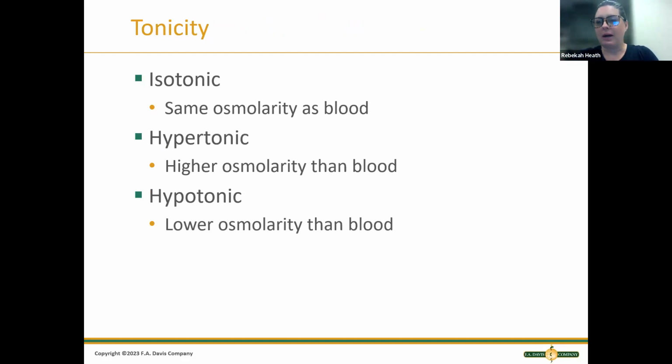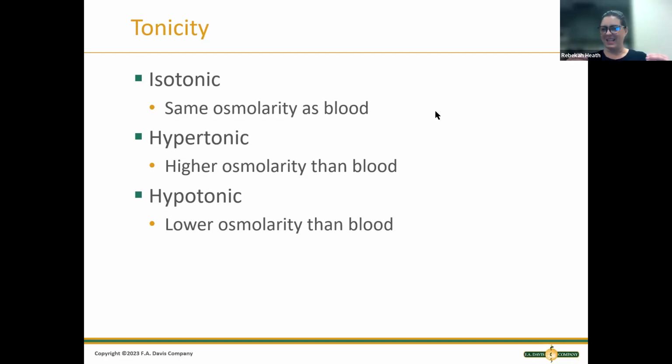Tonicity is, when we talk about IV fluids specifically, I like to think about it as concentration. So when we talk about patients with fluid imbalances, a lot of the time the corrective action, part of their treatment plan, will be IV fluids. And so when we give IV fluids, it's important that you know the tonicity, or I like to think of the concentration. So isotonic, that's the same osmolarity as blood.